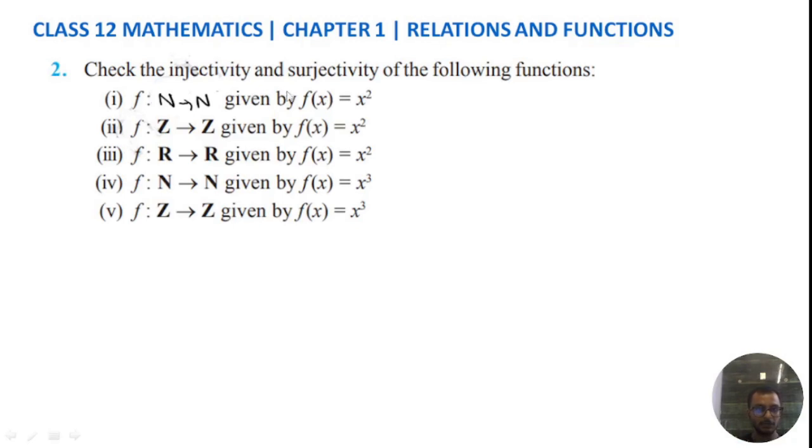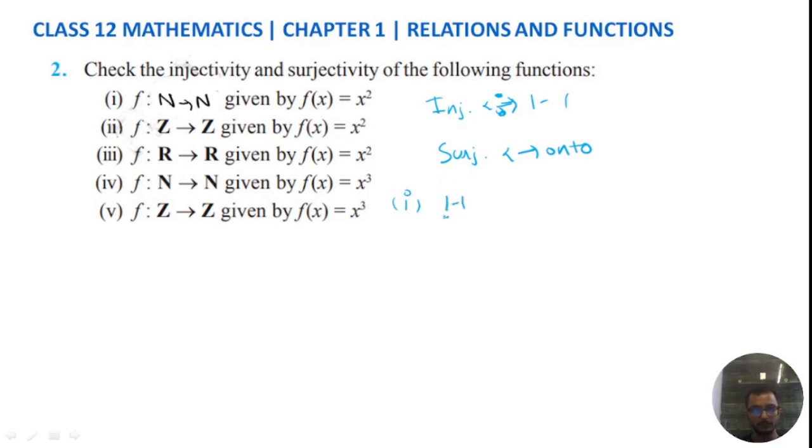So the next question is: check the injectivity and surjectivity of the following functions. First I will tell you that injective is another name of 1-1, and surjective and onto are the same. They are just other names of 1-1 and onto. So we have to check surjectivity and injectivity of these functions. The first function f is from natural numbers to natural numbers given by f of x equals x square.